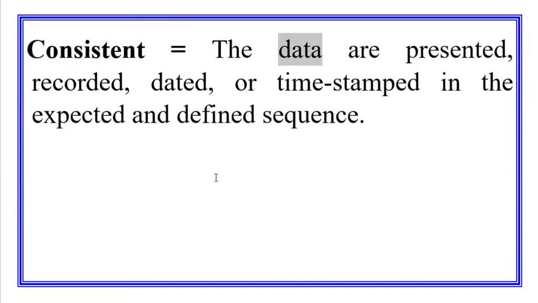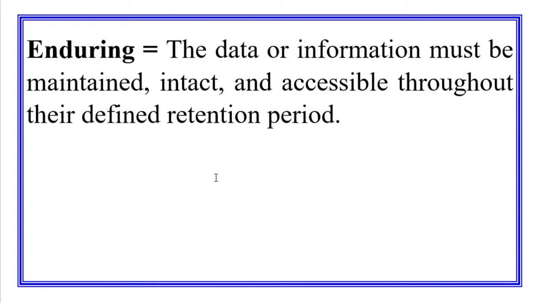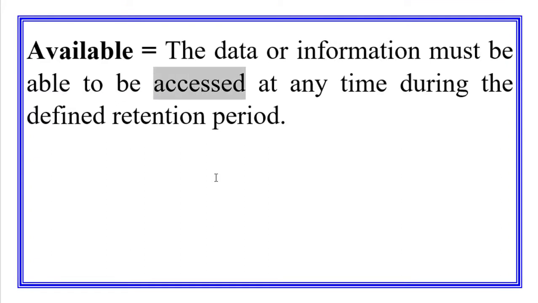Consistent equals the data are presented, recorded, dated, or time-stamped in the expected and defined sequence. Enduring equals the data or information must be maintained, intact, and accessible throughout their defined retention period. Available equals the data or information must be able to be accessed at any time during the defined retention period.